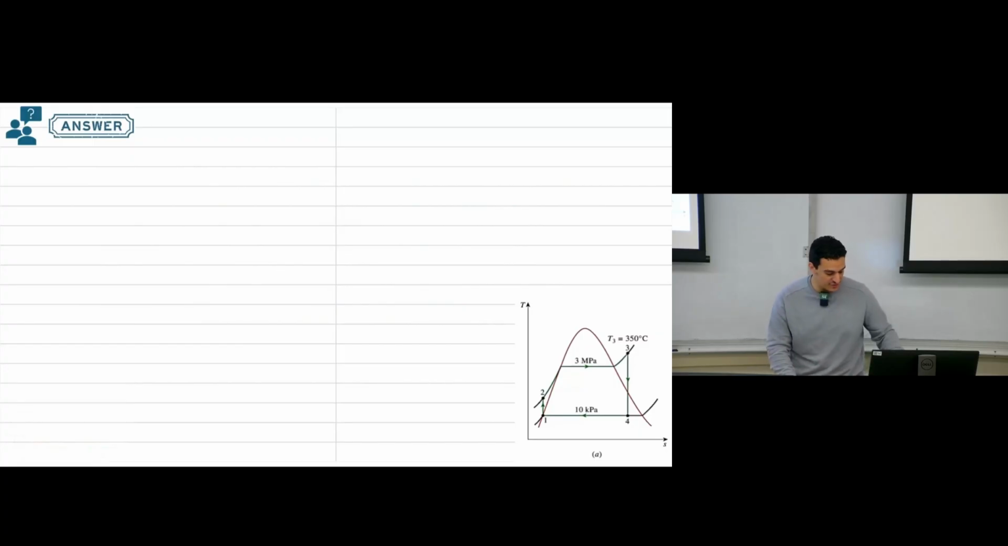So in the first scenario we have here, again, we will start with whatever information we know. Based on the given information, the easiest case is point number one. Point number one is saturated liquid, and we know the pressure of this point. Saturated liquid, saturated vapor, just one piece of information is enough. So at point number one, or at state one, we have saturated liquid at 10 kilopascal.